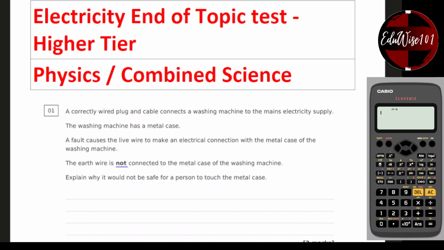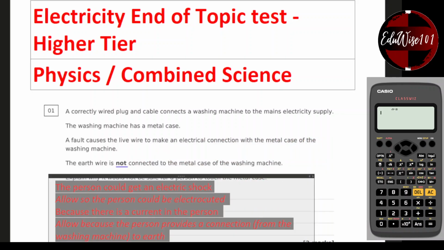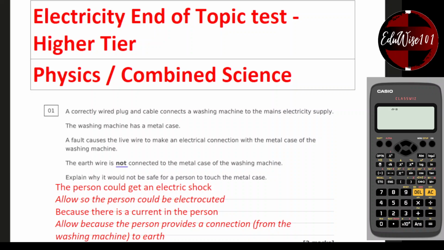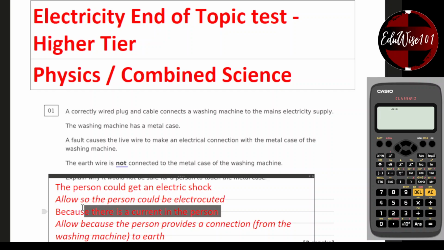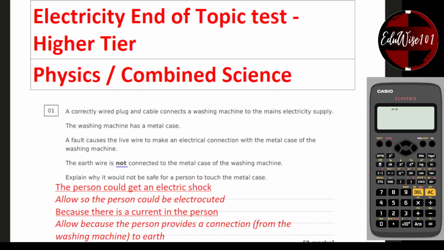So how do we write this? The person could get an electric shock, you could say, so the person could be electrocuted, right? Because there is a current in the person. So these are the two key points, right? Because you're trying to explain why the person will get an electric shock or they will be electrocuted because there's a current in the person or there's a current passing through the person.